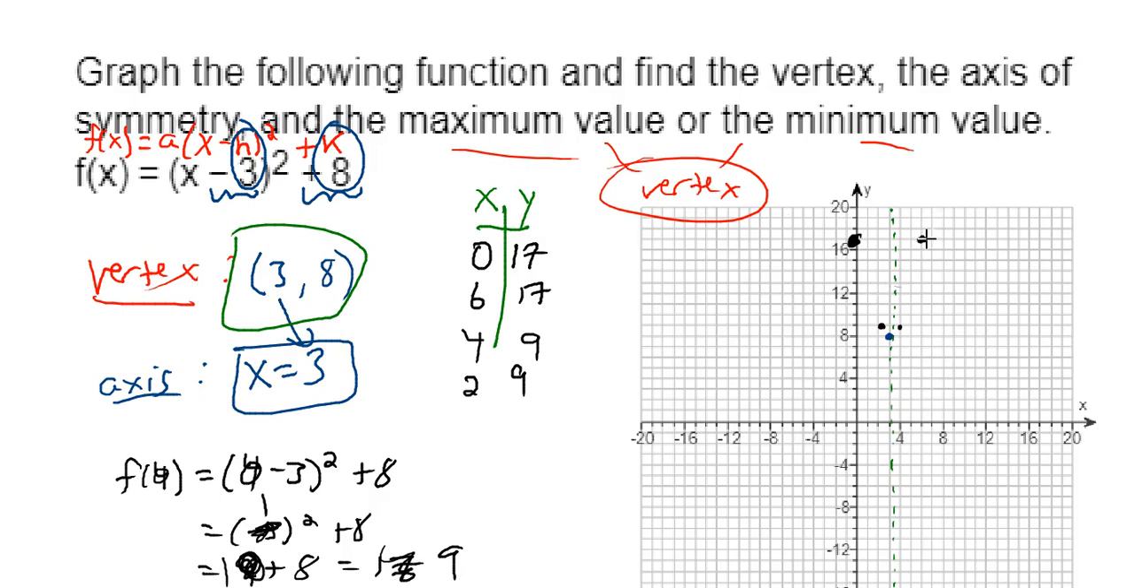So let me try to draw that. Maybe I'll start up here. I might do a better job if I do it that way. No, I'm not doing too good. Let's try it again. Okay, not too bad. That was a little bit better than what I had done previously.